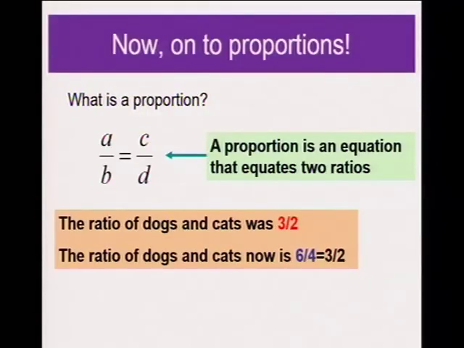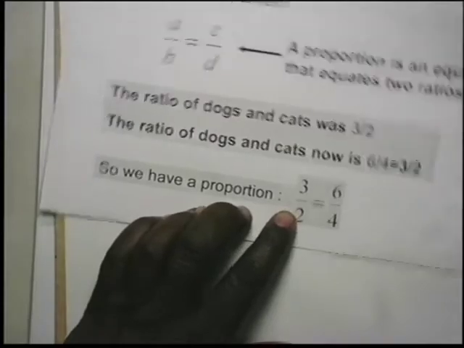Now, we have said the ratio of dogs and cats was 3 to 2, which means for every 3 dogs, we've got 2 cats, okay? And the ratio of dogs and cats now is 6 to 4. When we do that, okay, it's the same thing. We are talking of the same thing here, right? Let me do this.